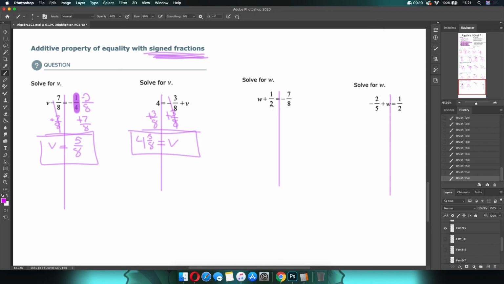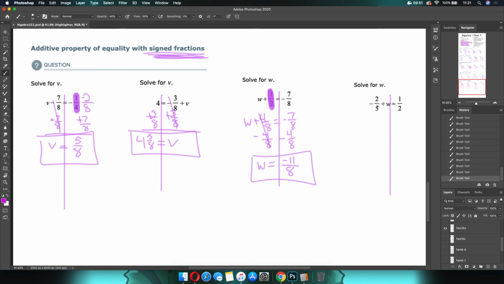Let's see here. Common denominator again. This is the one that's going to end up changing because 1/2 can pretty easily become 4/8. So let me rewrite this. W plus 4/8 equals negative 7/8. We're going to subtract because the opposite of addition is subtraction. W equals 7 and 4 are addition because it's the same sign, so 11/8. Negative 11/8.